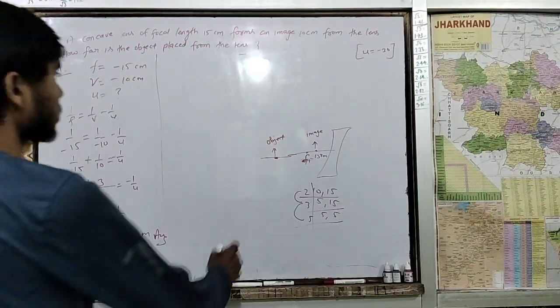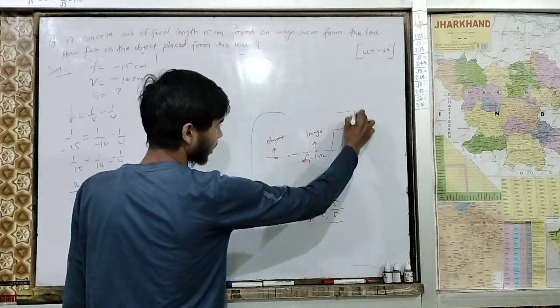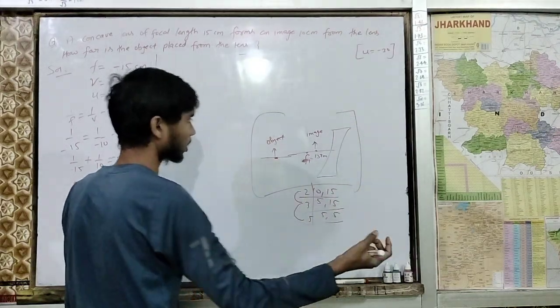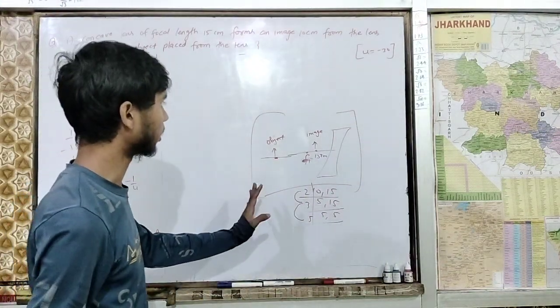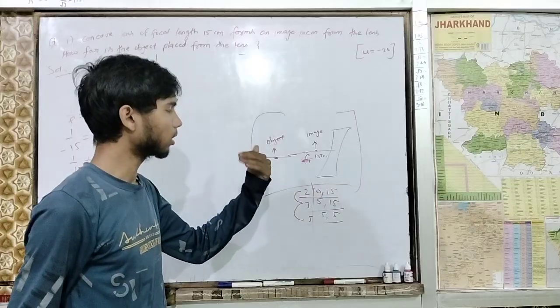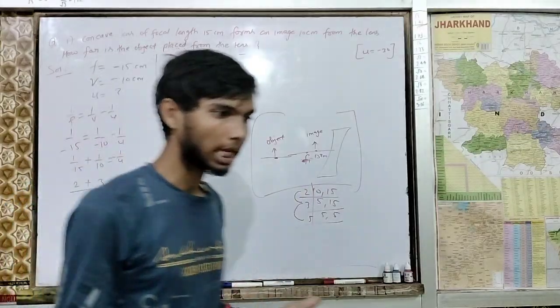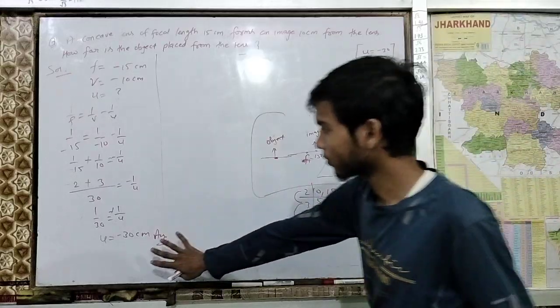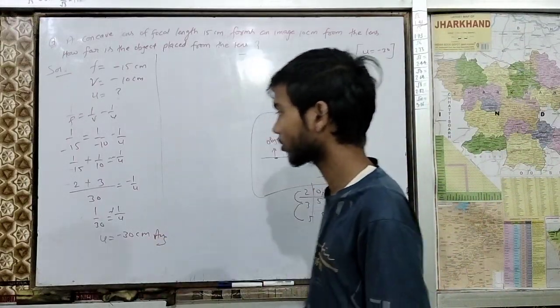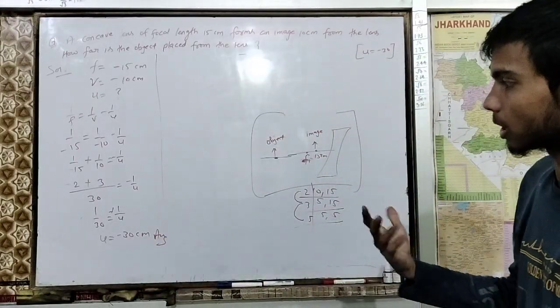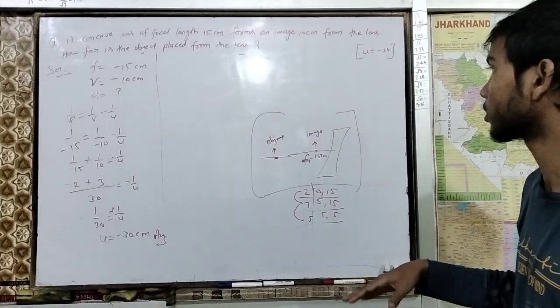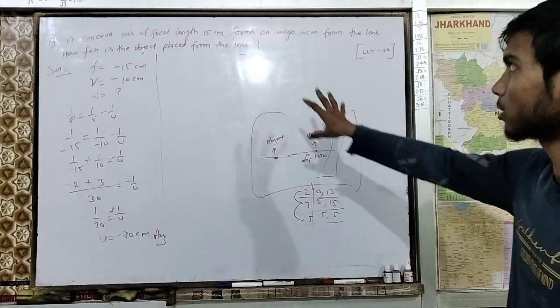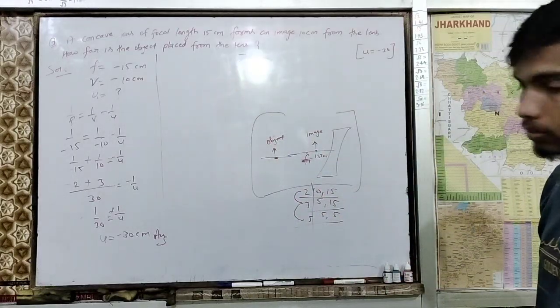This is for you. I have told you how to draw, and apart from this, whatever points can be applied, you will apply. So this is for you. We have brought the object distance, which is minus 30 centimeter, just to draw this figure for this question.